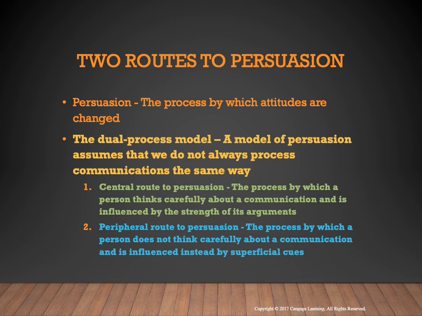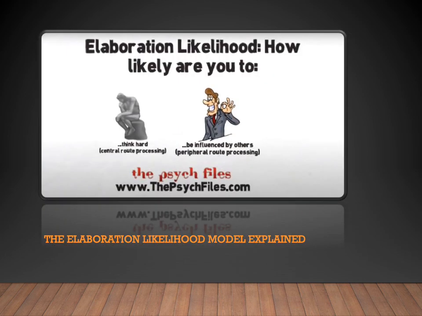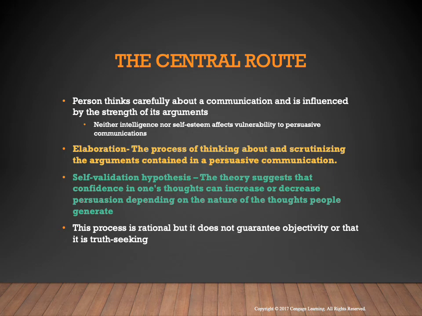The peripheral route to persuasion is the process by which a person does not think carefully about a communication and is influenced instead by superficial cues. Sometimes we describe the dual route of persuasion as the elaboration likelihood model. To learn more about the two routes to persuasion, please click the link under the elaboration likelihood model explained in the description box below.